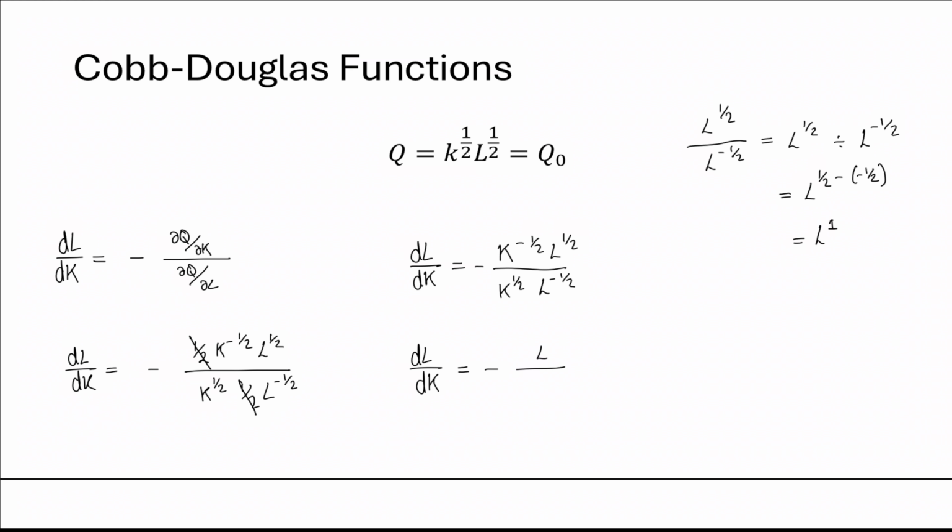So we get L, and then k to the minus a half all over k to the half is equal to k to the minus a half divided by k to the half, which is k to the power of minus 1, which we can write as 1 over k. So we get k at the bottom. So we get minus L over k.